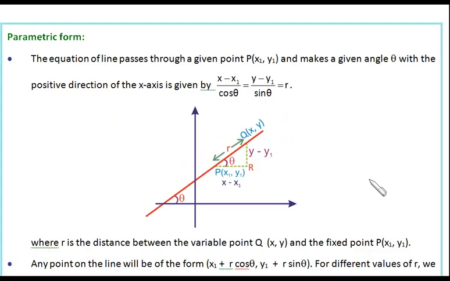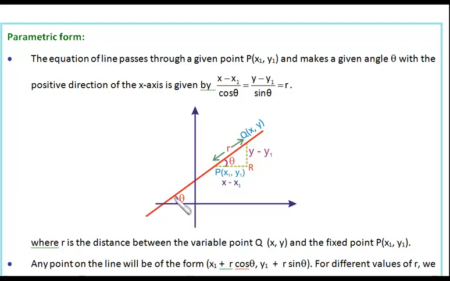Now, next we have the parametric form of line. The equation of a line that passes through a given point P(x1, y1) and makes a given angle theta with the positive direction of the x-axis is given by (x minus x1) by cos theta is equal to (y minus y1) by sin theta, and that is assumed to be r, right?